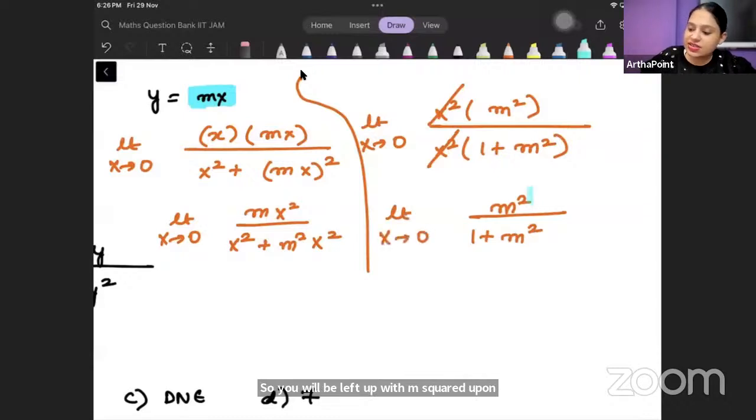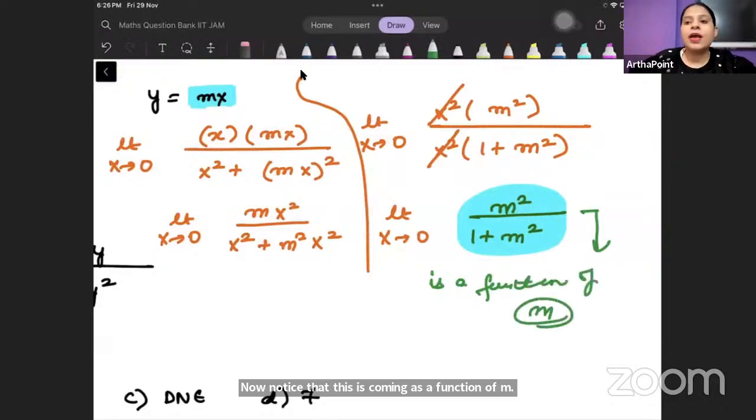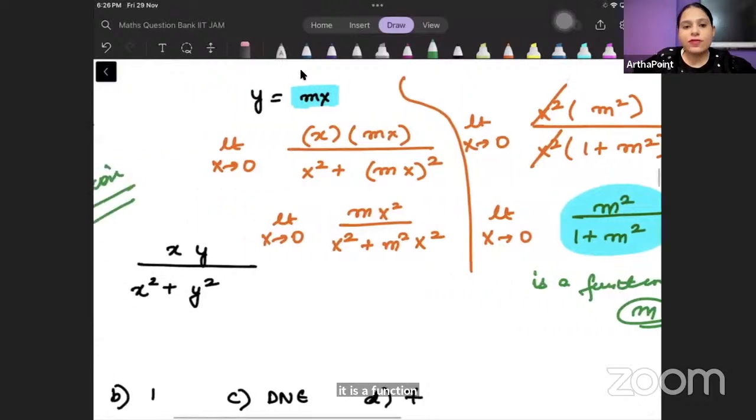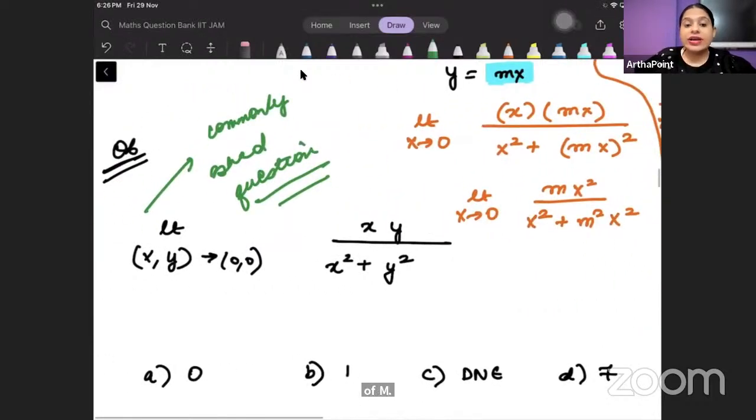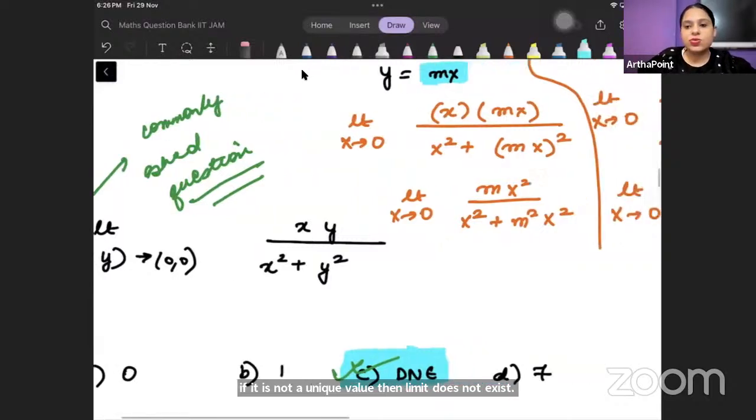Now notice that this is coming as a function of m. It is a function of m. It is not independent of m. So therefore, it is not a unique value. If it is not a unique value, then limit does not exist. Limit does not exist. Right? So that is what will happen.